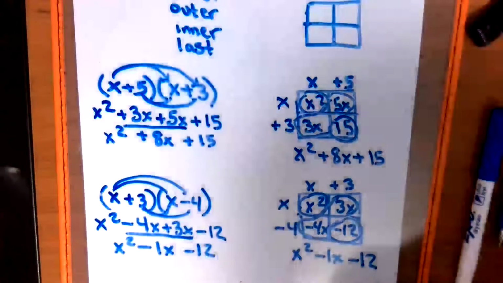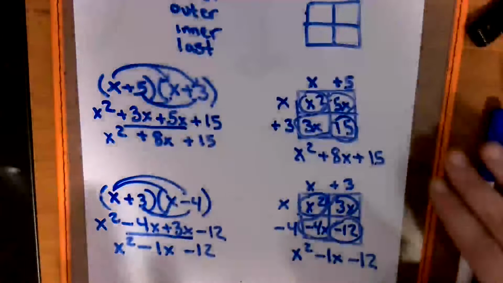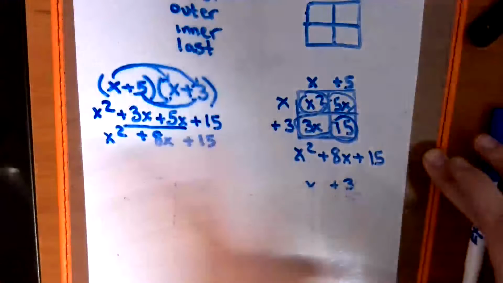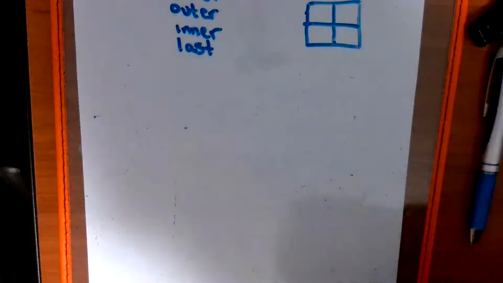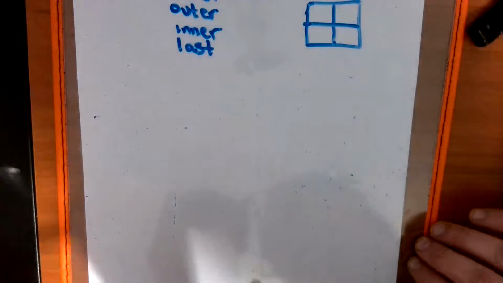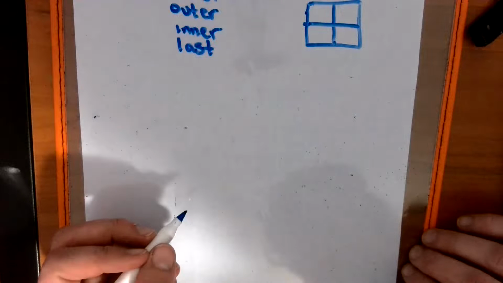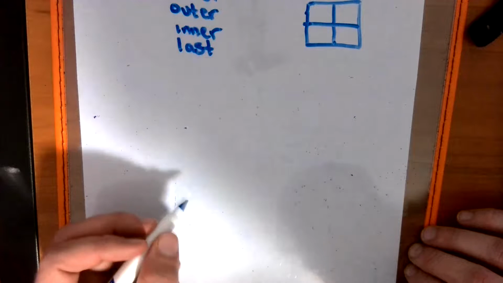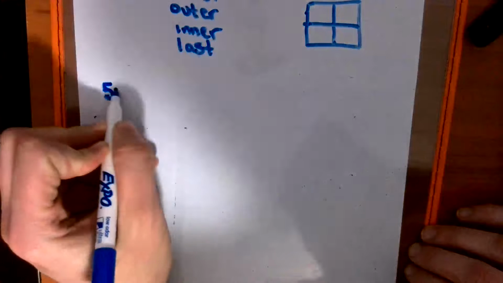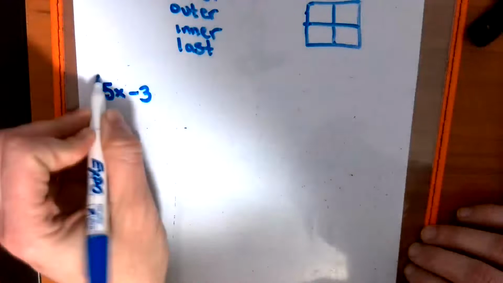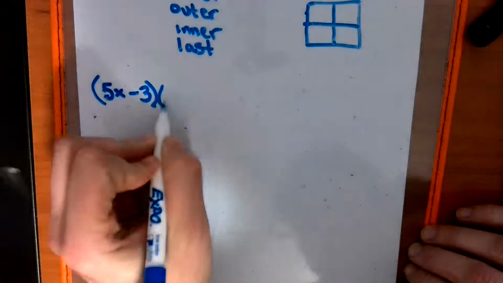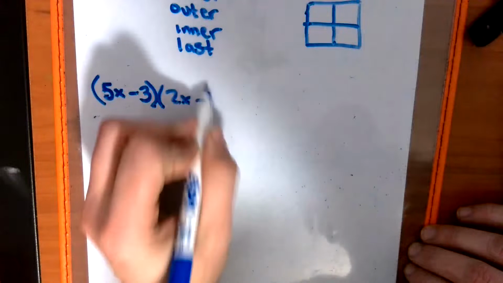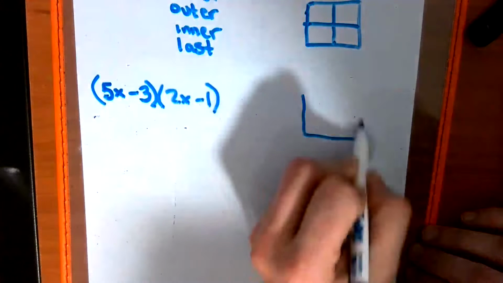Now, we're going to get a little more complex with these two. Okay. So I'm going to get rid of these. And we're going to look at, let's do 5x minus 3, 2x minus 1, and we'll do it in a box too.